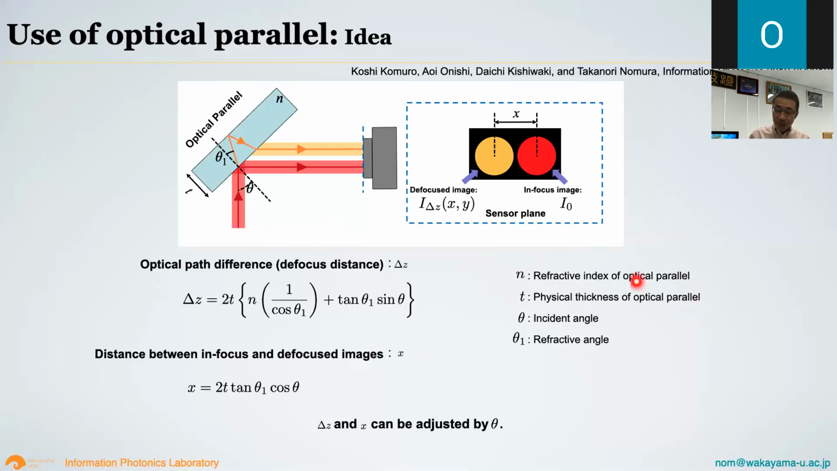T is the physical thickness of the optical parallel, N denotes the refractive index of the optical parallel, theta is the incident angle, and theta 1 denotes the refractive angle. Then the distance X between the two images: if the distance is too small, the two images overlap, which is not good. If X is too large, we cannot record the two images simultaneously. So the distance is given by this equation.